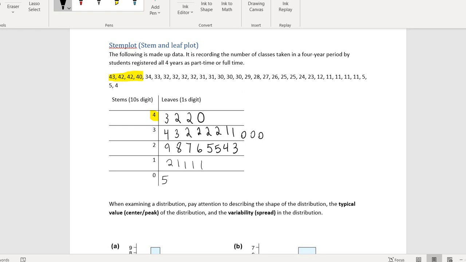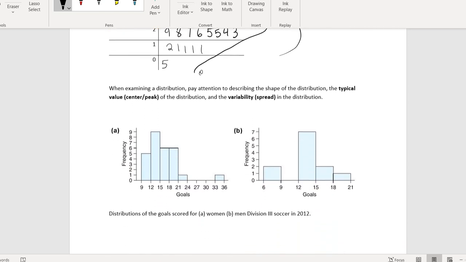Now the cool thing is that if you're working in the field and you don't have access to a histogram or anything digital like that, if you turn this sideways, if you rotate it like this, you've made a histogram, and you can see where the peak is, where the most popular values are, where the least popular values are. Very cool. We're not going to be using those too much, but it's still good to know.